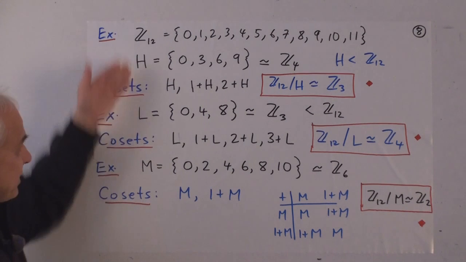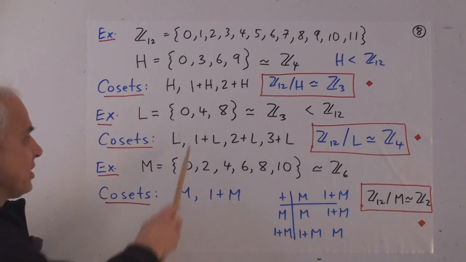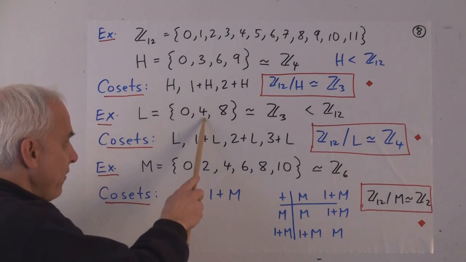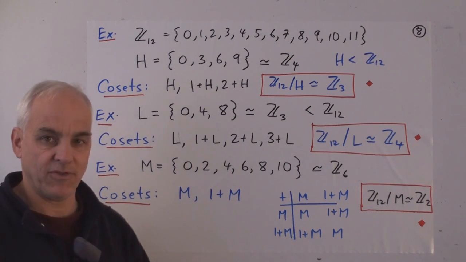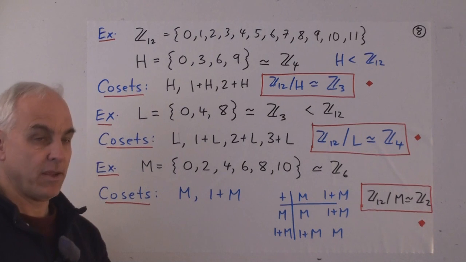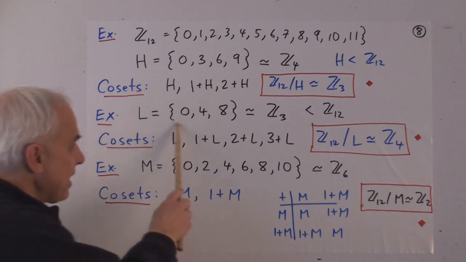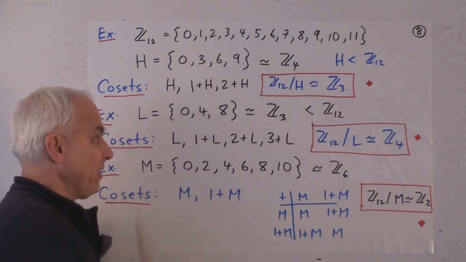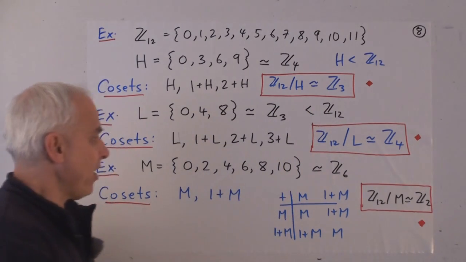All right, now let's consider the same big group Z12, but a different subgroup, say the subgroup L, which is all multiples of 4: 0, 4, 8. The next multiple is 12. That gives us back to 0. So 4 has order 3, while 3 had order 4. So this subgroup now is isomorphic to Z3 because it has 3 elements. So this Z3 is now a subgroup of Z12.